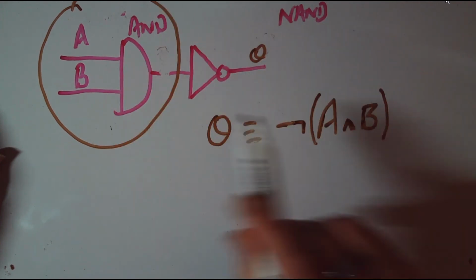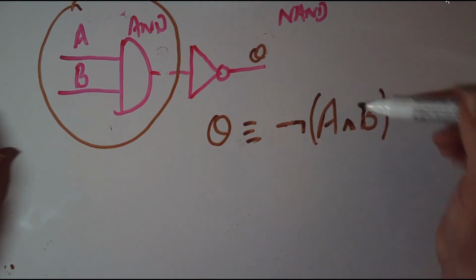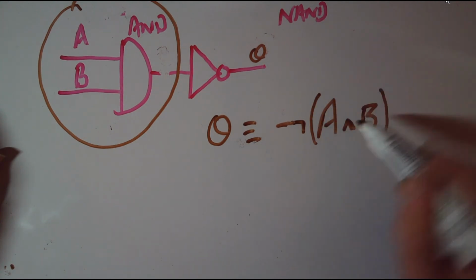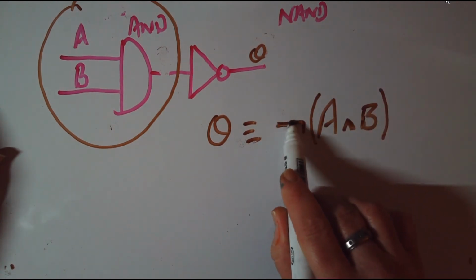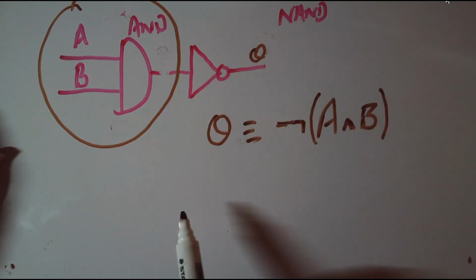So we need to represent that by putting brackets around A and B and saying essentially the whole of this outcome of A and B is then negated at the end of our process, at the end of our gates.